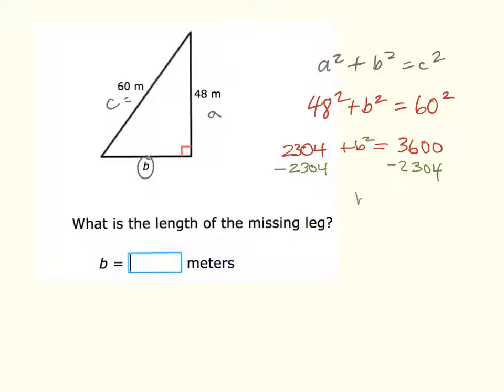I forgot the exponent there. B squared equals, let's see here, 3,600 minus 2,304 equals 1,296. Final step, let's take the square root of both sides. This is probably a perfect square because they didn't give me any instructions about having to round anything. So when I take the square root of 1296, it turns out it is a perfect square. Oops, sorry, need the pen back. That means B, not B squared, B equals 36.